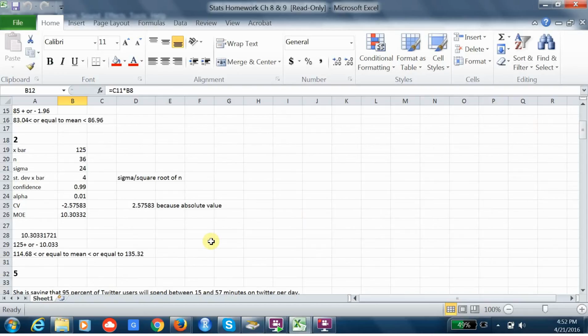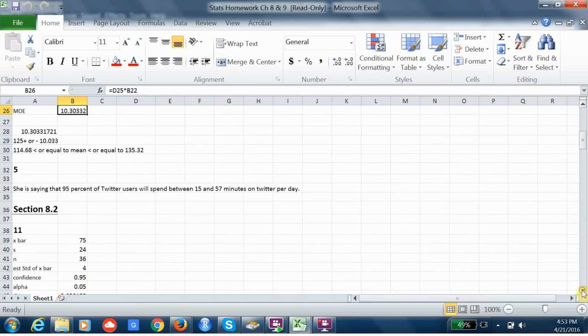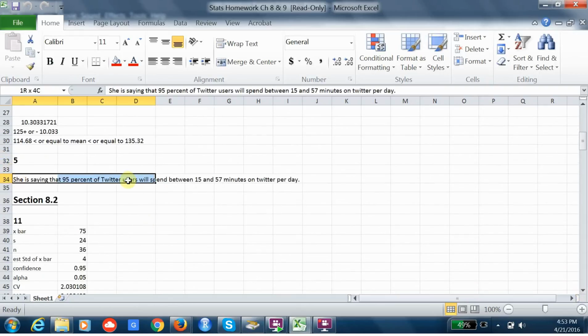Okay, so let's see. Okay, that looks good. And your standard deviation of x bar is that. Okay. Okay, that looks good. Okay, good. This one's a little tricky.